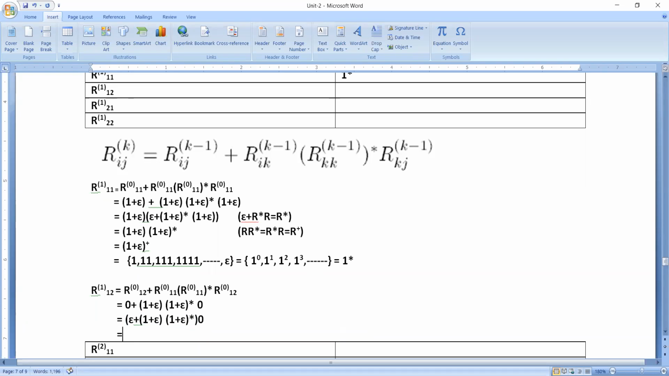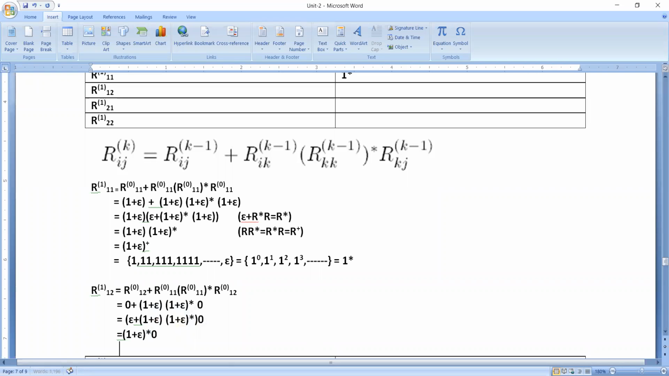When it is there in epsilon plus r star form, the answer will be r star only. So what is r star here? The r star will be (1 plus epsilon) whole star into 0. Just now we have seen what this (1 plus epsilon) whole star is. So this (1 plus epsilon) whole star will be equivalent to 1 star. 1 star 0.